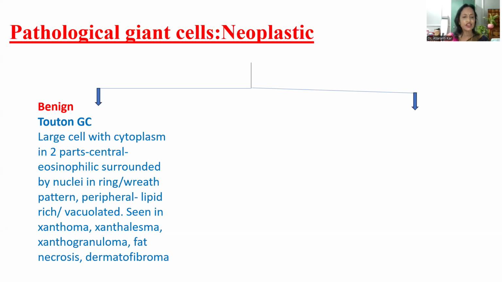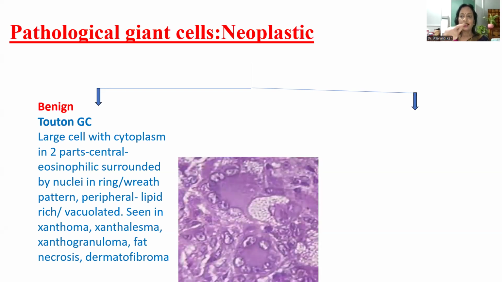These are large cells with cytoplasm divided into two parts. The central part is eosinophilic, surrounded by a ring or wreath of vesicular round nuclei, and the outer cytoplasm is vacuolated. So the cytoplasm is divided into two parts, central eosinophilic and peripheral vacuolated. The central eosinophilic cytoplasm is surrounded by a wreath of these nuclei. This is Touton giant cells, and they are seen in conditions like xanthoma, xanthogranuloma, xanthelasma, and dermatofibroma or cutaneous fibrous histiocytoma, and certain conditions like fat necrosis.